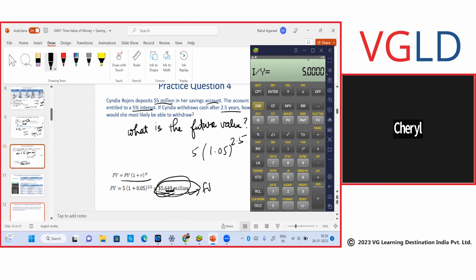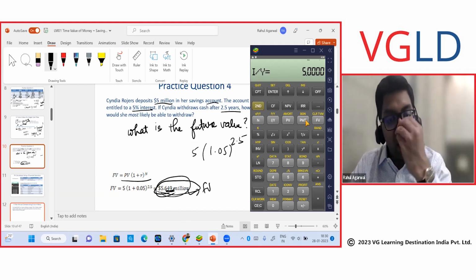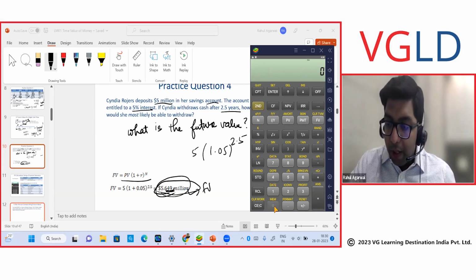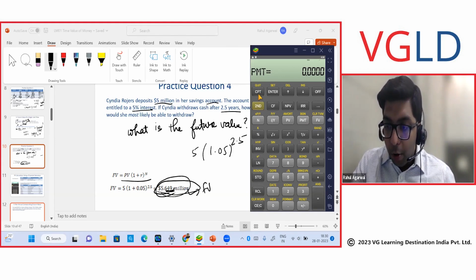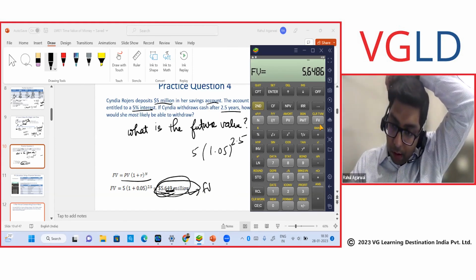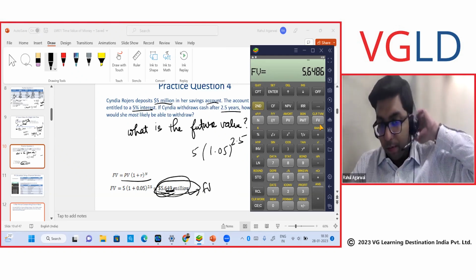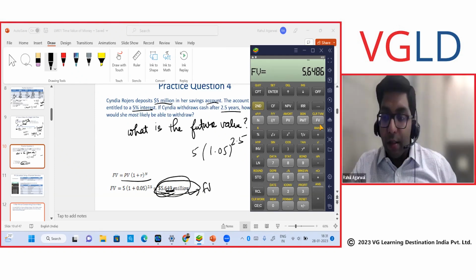Yes. So see this. What is PMT? PMT means, is there any regular payment in these 2.5 years? Is there any payment coming, say, at the end of every 6 months, at the end of every year? No such thing, right? So PMT is 0. Now compute FV. See, 5.6486, that is 5.649. It's rounded off. So my future value is 5.649 million. Am I clear? Any questions in this part?